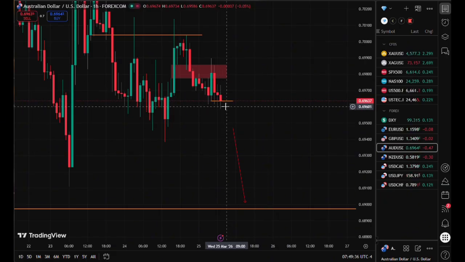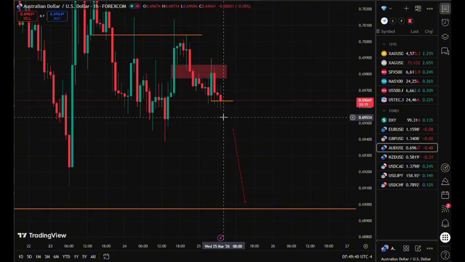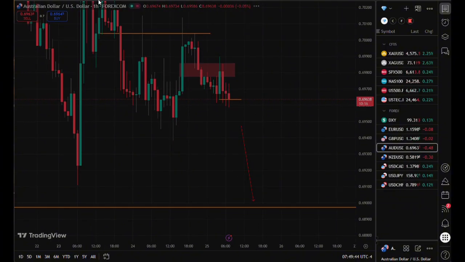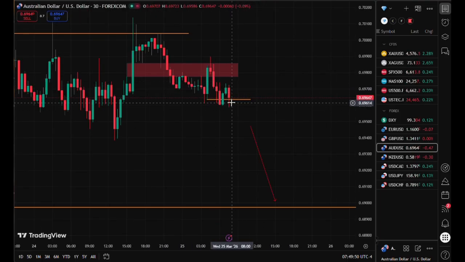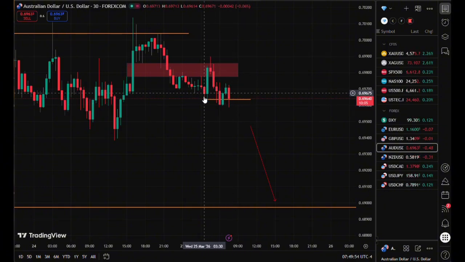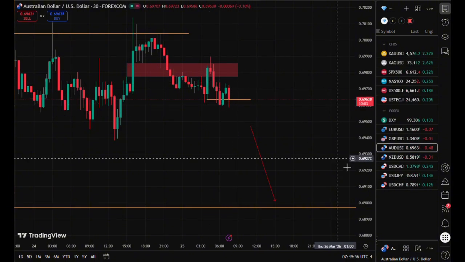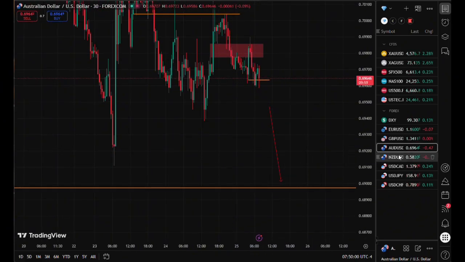If price should close below this area on the 1-hour time frame, we could easily just wait for a retracement into that area, or we could still go further into the 15 minutes and wait for a refined entry. But what we want to see is for price to actually close below this area, all right, below this 1-hour order block. All right, and then we can start hunting for sales into this area.